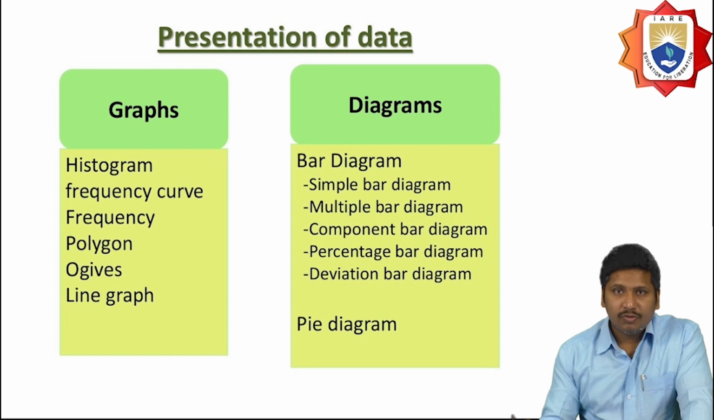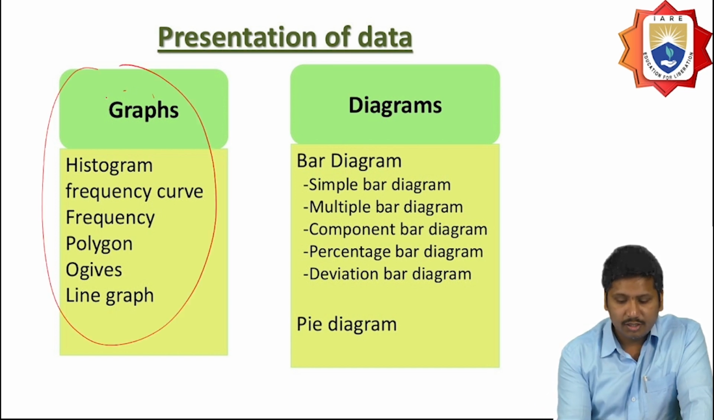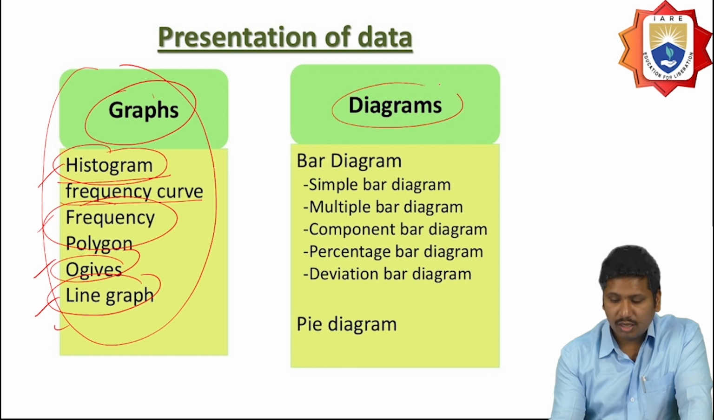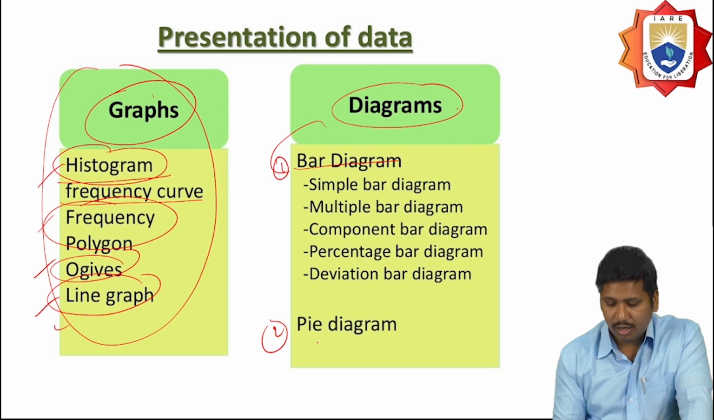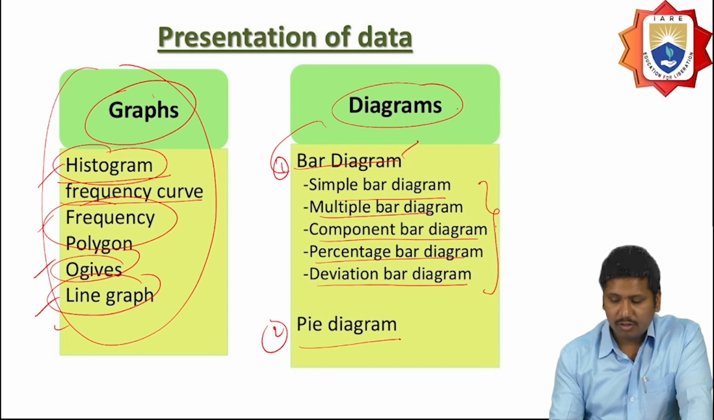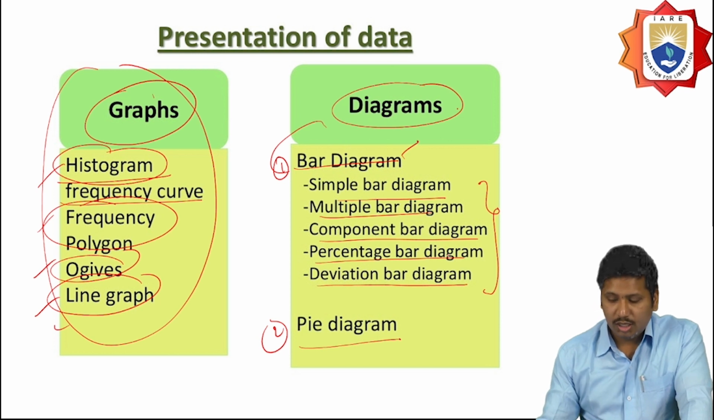In the previous video I covered the graphs. The different types of graphs are the histogram, frequency curve, frequency polygon, ogives and the line graph. So in this video I'm going to discuss the diagrams. The diagrams are of two types: the bar diagram and the pie diagram. The bar diagram is divided into simple bar diagram, multiple bar diagram, component bar diagram, percentage bar diagram, and deviation bar diagram. These are some of the different types of diagrams you will see in this video.